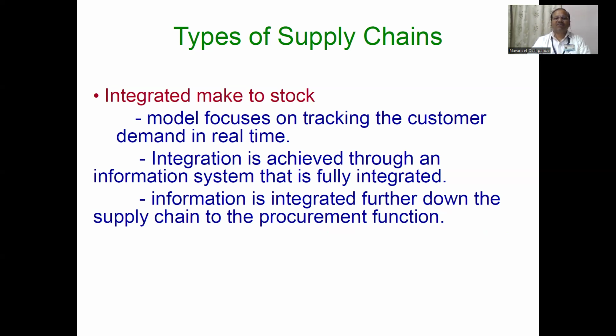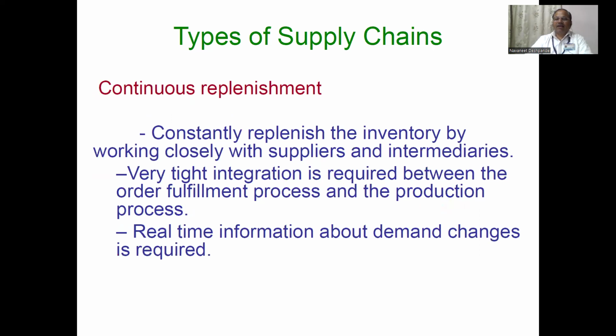So integration is achieved through information systems that are fully integrated. Information is integrated further down the supply chain to the procurement function. This is termed as integrated make to stock, based upon the demand. Now, there is another type of supply chain known as continuous replenishment. It usually happens in the service industries, wherein we constantly replenish inventory by working closely with the suppliers and intermediaries. Very tight integration is required between the order fulfillment process and the production process. Real-time information about demand changes is required, which keeps the company moving forward.